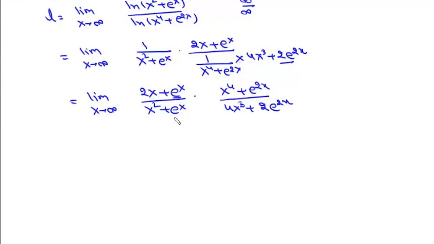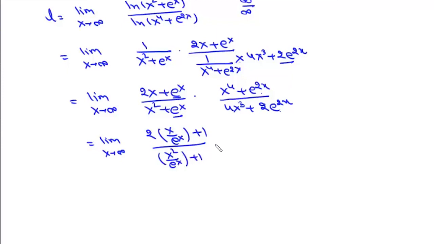Now here we'll divide everything with eˣ, and here we'll divide everything with e²ˣ. So we can write this as the limit as x tends to infinity of (2x upon eˣ + 1) upon (x² upon eˣ + 1), and here it will be (x⁴ upon e²ˣ + 1) upon (4x³ upon e²ˣ + 2).